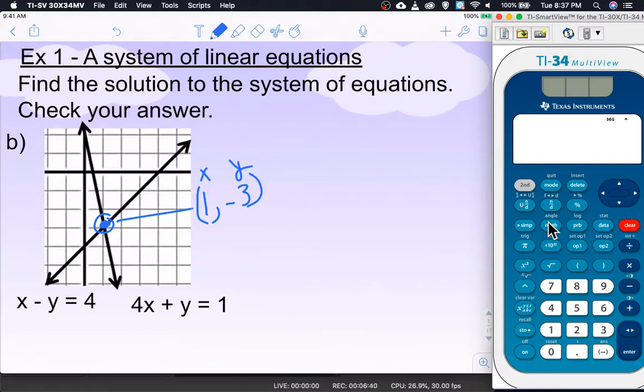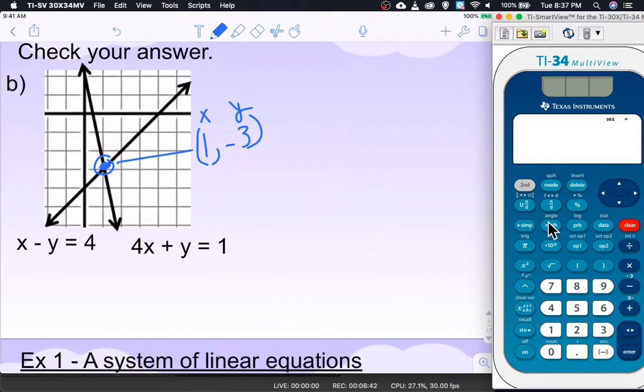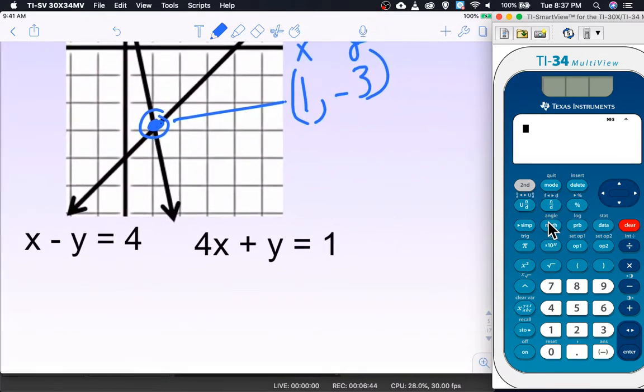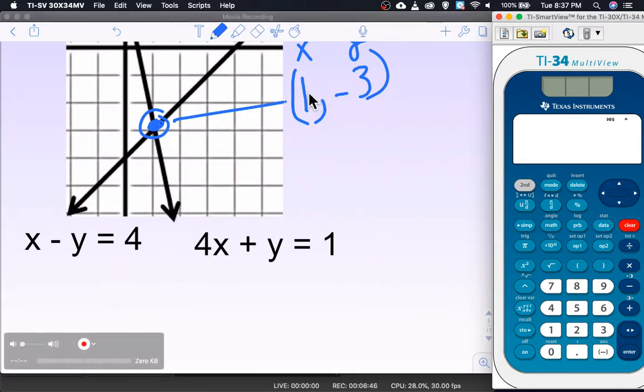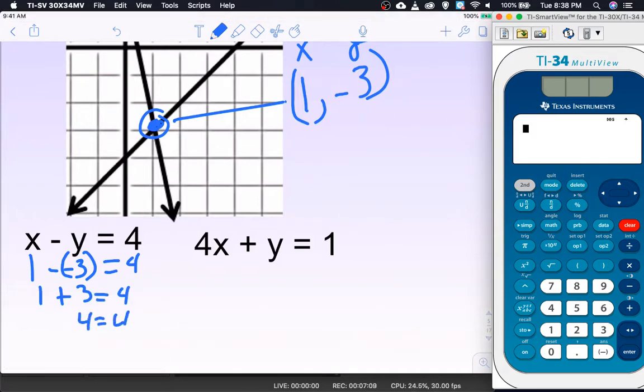Now, we're going to check our answer. So I'm going to plug in my x value for x, 1, and my y value for y, -3. So yes, I'm going to have 1 minus -3 equals 4, and I do the math. 1 minus a negative turns into plus. 1 plus 3 is 4. 4 does equal 4. Check.